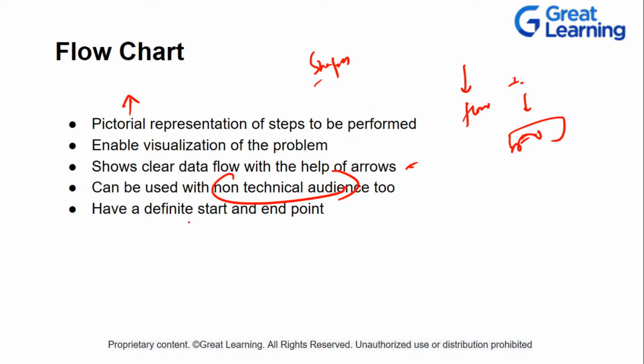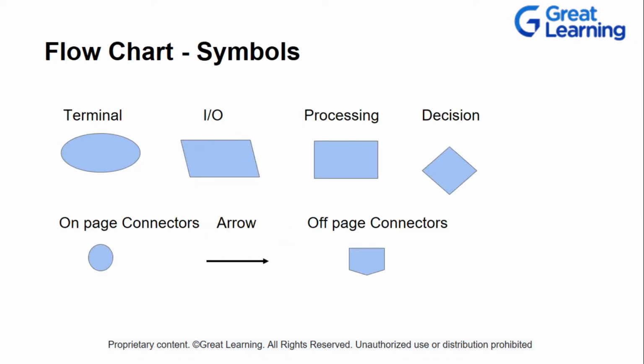And it has a definite start point and an end point. Let me show you what I mean by these things. So first let's see the shapes that we are going to use. This is the terminal where you start and end your flowchart. Then you have input or output, any input that you have. Let's suppose you have a number which is an input, 153. You have an output which is boolean, so all those things will be in this shape.